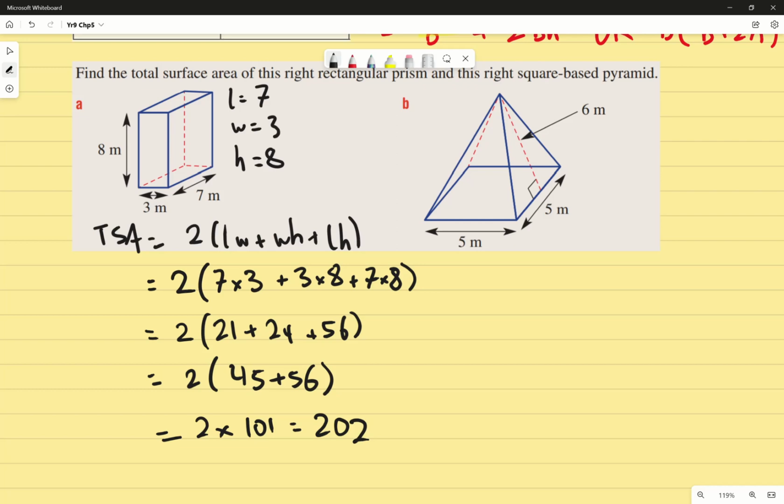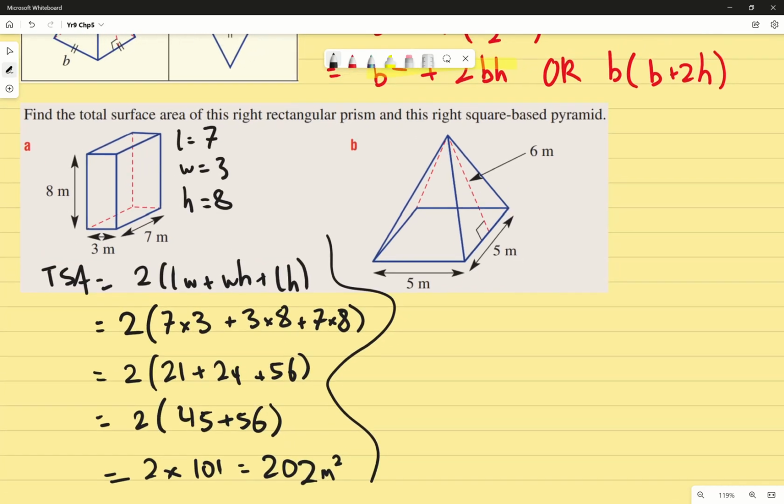Are we done? Happy to move on? Yeah. Thank you very much. Meters squared, remember, because it's a total surface area. Even though we're working with a 3-dimensional shape, what we're looking for is a 2-dimensional shape. So the area is a 2-dimensional value, so therefore to the power of 2, or meters squared.